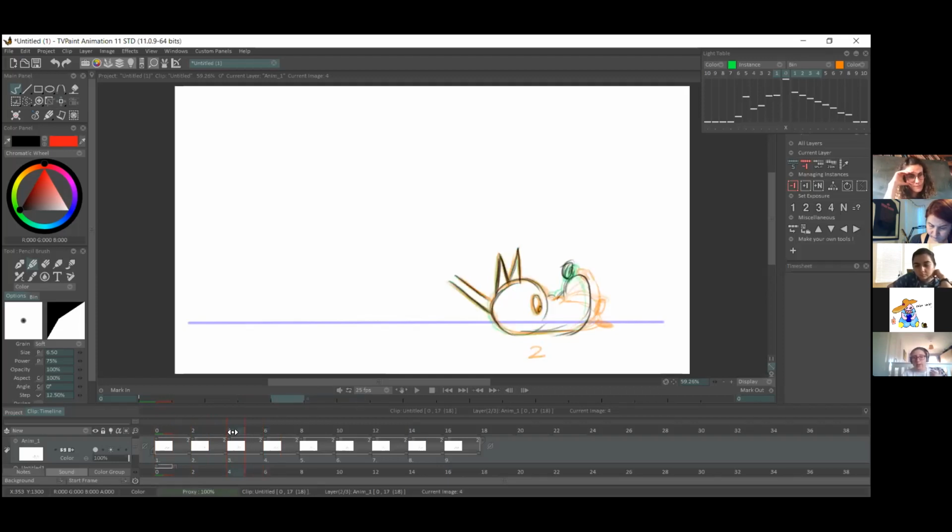So and then have the sort of ease out from that extreme position, if you could call that. And then here as well, before he comes to the main position, you can have it so it overlaps and then comes back to the main position.